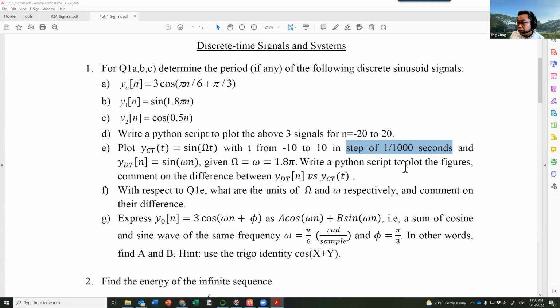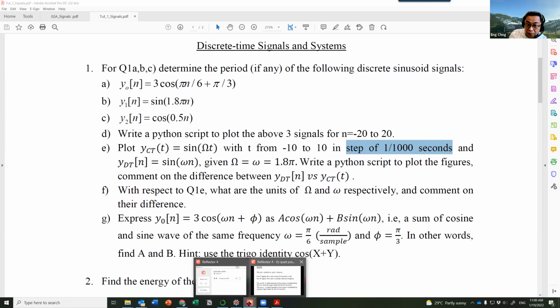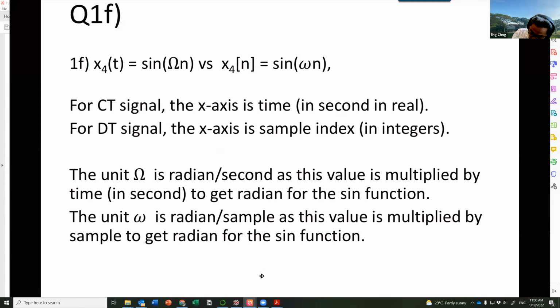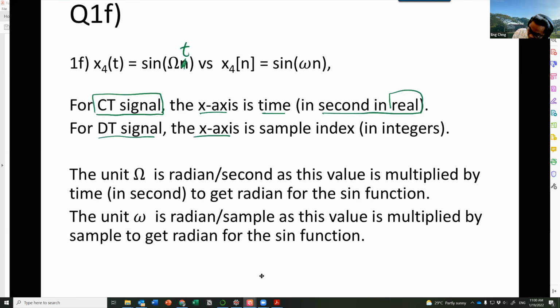What's the difference between continuous time signal and discrete time signal? Right. I think I made a mistake here. This should be T. Okay. For continuous time signal, the x-axis is time in seconds and is real. For discrete time signal, the x-axis is in integer, meaning that n equals to -infinity to infinity, but n can only be integer.